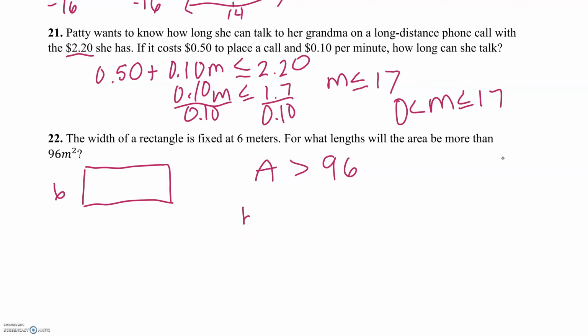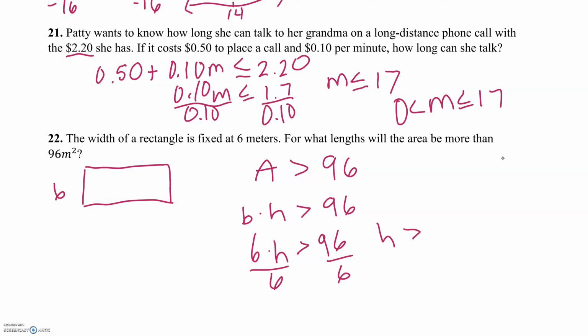So we got to remember how to find the area of a rectangle. And in this case, length times width or base times height. So I'm going to have one of them be 6, and we're trying to find the other length. So we're going to now divide by 6. And the height is going to be greater than or equal to 16 meters. So anything bigger than that will have a bigger area than just 96 square meters.